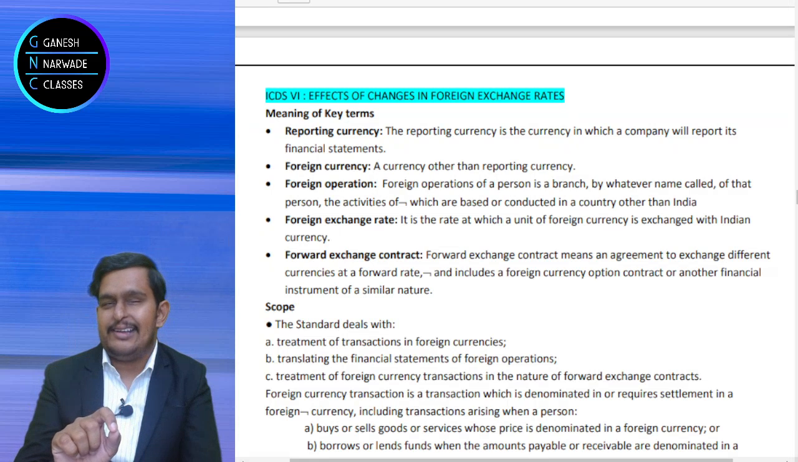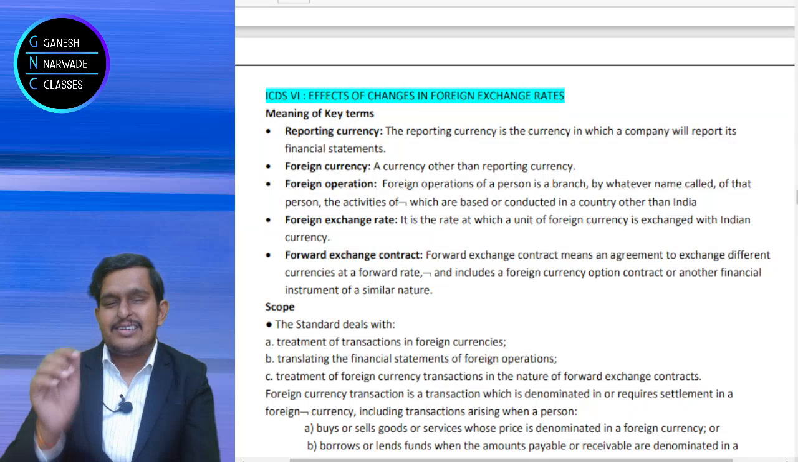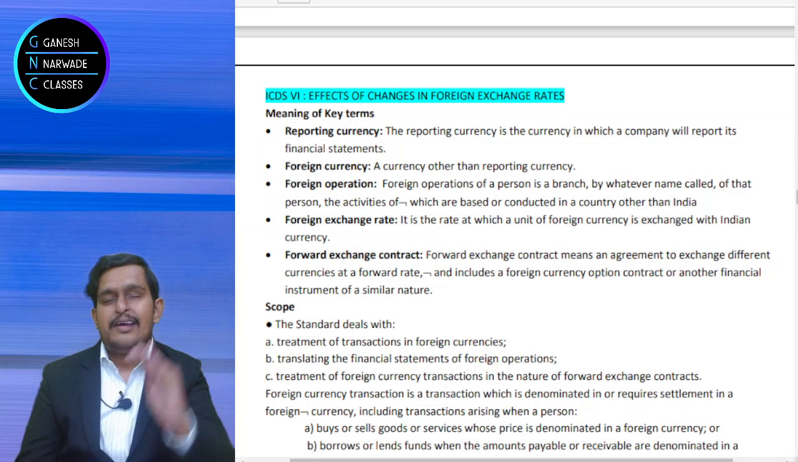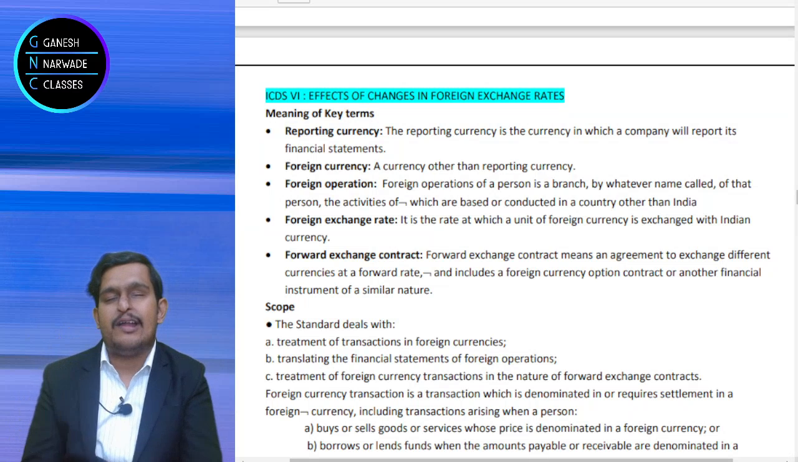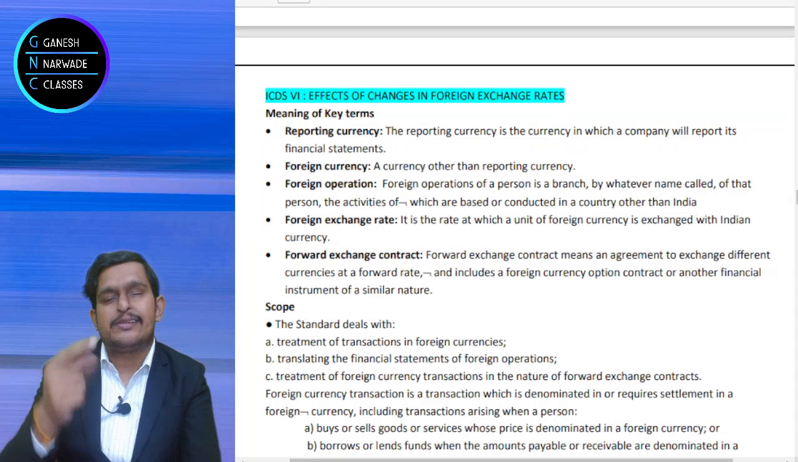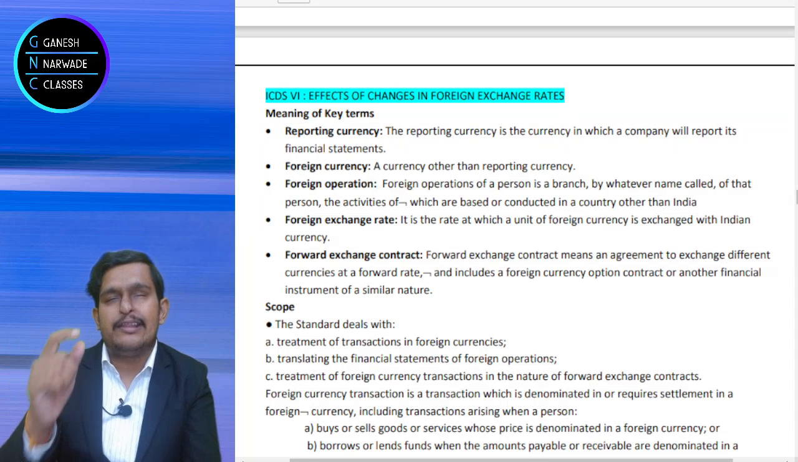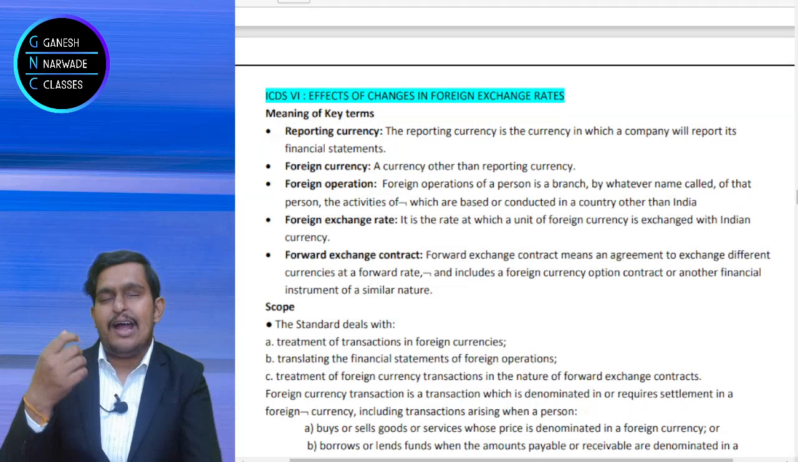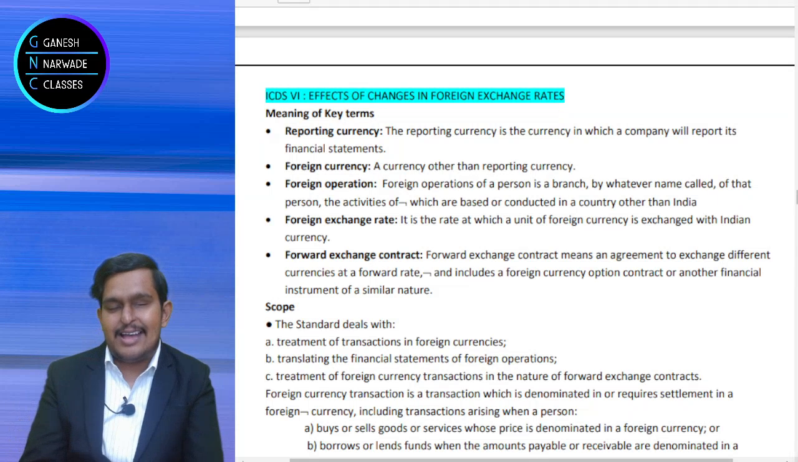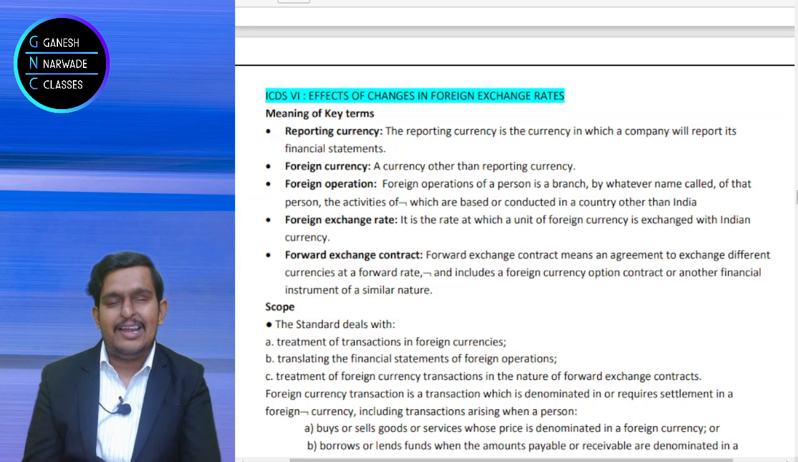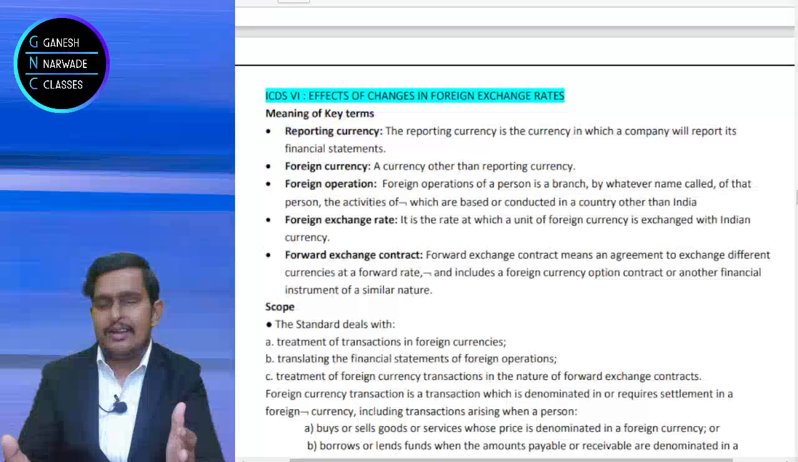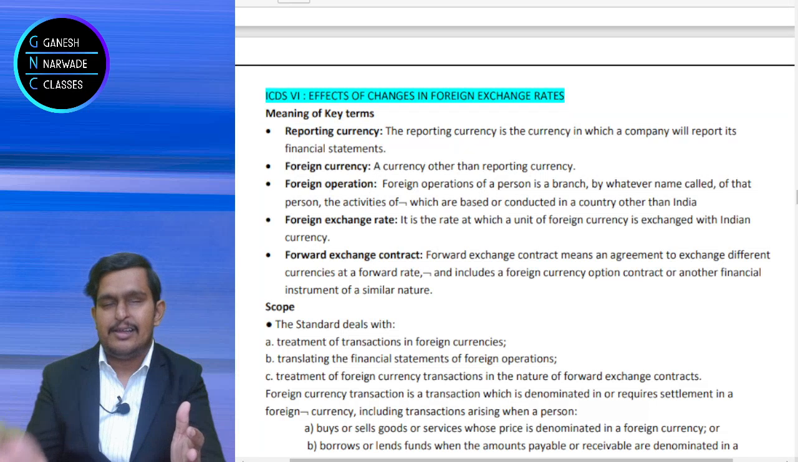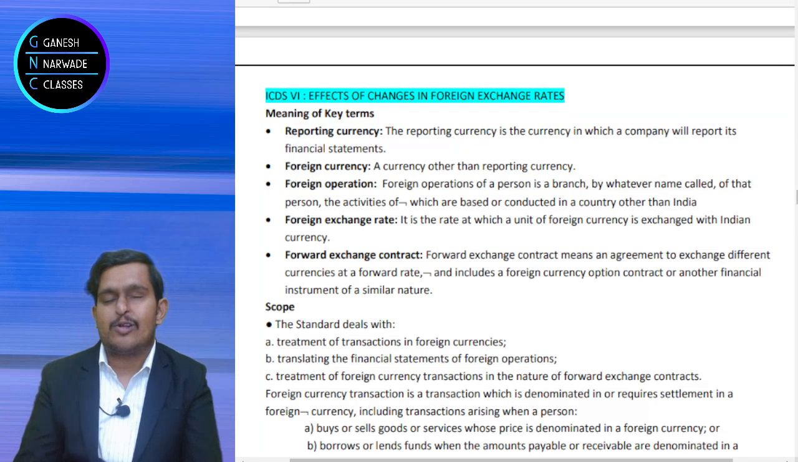Are you enjoying? I feel yes. Now, we understood the 5 words. Reporting currency is Indian currency, foreign currency is any currency other than Indian currency. Foreign operation means business activities of Indian companies outside India. Then foreign exchange rate is what we have to pay per dollar. And the last one is forward exchange contract, what we fix for $1 to pay whatever Indian currency for $1 in future, that is called as forward exchange contract.